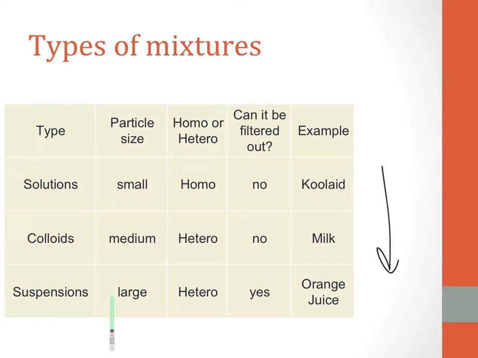Finally, suspension. Now, suspensions have the largest particle sizes, and this is definitely a heterogeneous mixture, and these particles can be filtered out. Think pulpy orange juice. So if you can differentiate a substance based on particle size, you can tell me whether or not it's a suspension, colloid, or solution. After this slide, you're pretty much not going to talk about colloids or suspensions for the rest of the chapter. We're going to focus solely on solutions, or the smallest type, the homogeneous mixture, the solution.